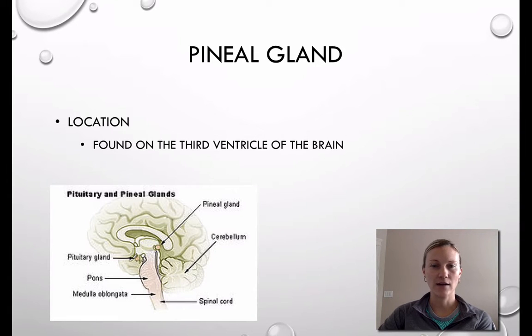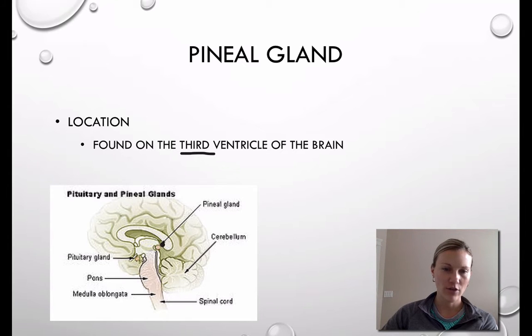And then the pineal gland is next. The pineal gland is located in the third ventricle of your brain. If you remember from the nervous system, there are four ventricles. Those are fluid-filled spaces, filled with cerebrospinal fluid. You have the first and second ventricle, which make your lateral ventricles, and then you have the third and fourth ventricle. So it's found on the third ventricle.